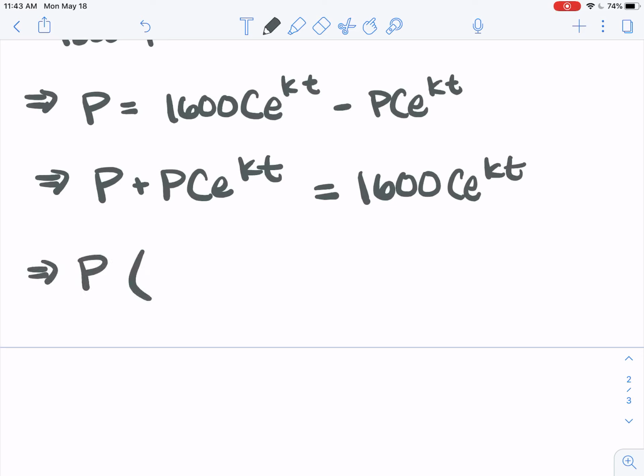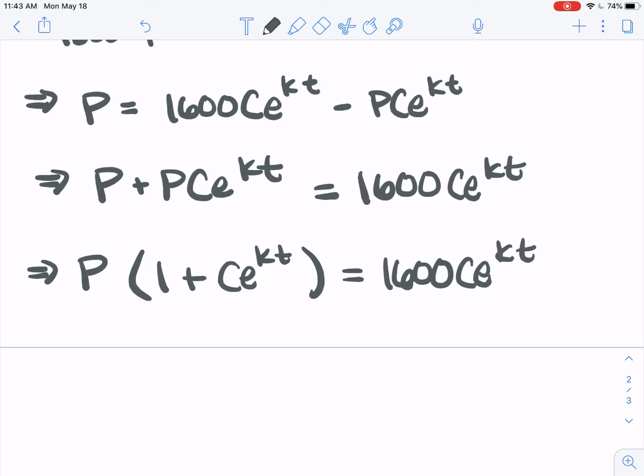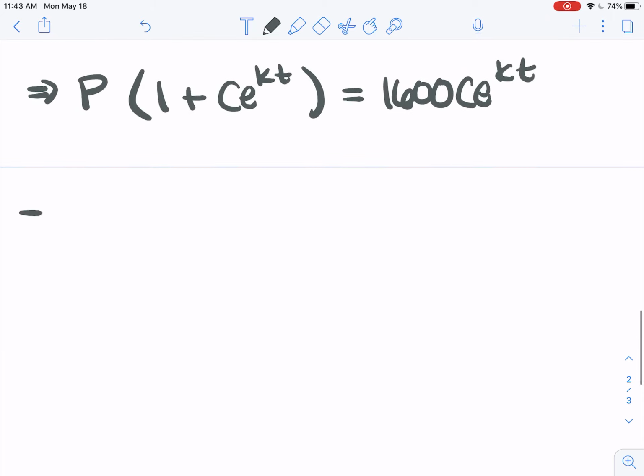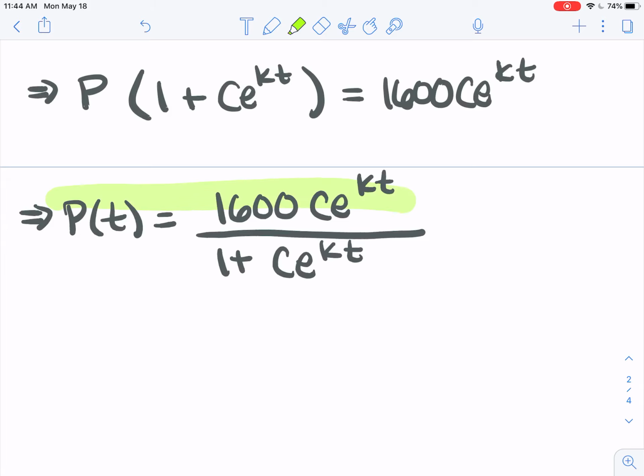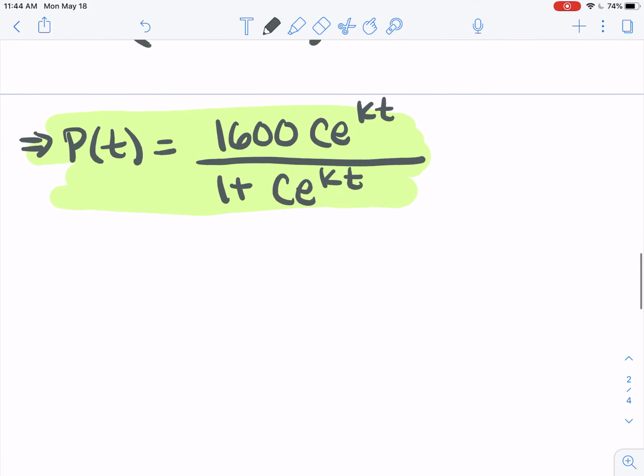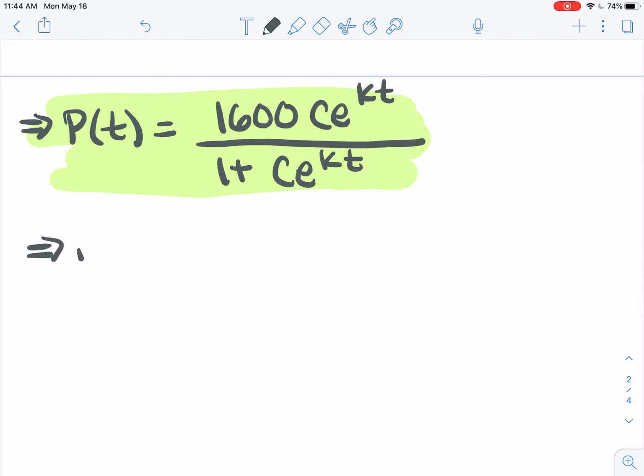I can factor a p out on the left-hand side. p times 1 plus c e to the kt is 1,600 c e to the kt. And finally, we have p as a function of t is 1,600 c e to the kt divided by 1 plus c e to the kt. Now that's a solution, and we're good with that. Often, though, people will take one more step on the solution. This wouldn't be required in an exam situation, but this is often how people do it.